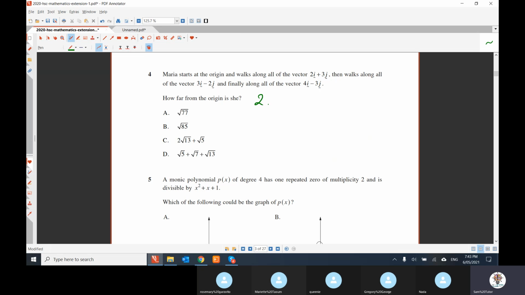So let's do it. 2i, 3j plus 3 and negative 2 plus 4 and negative 3. First, we've got to work out where she is, right? Because she's moved, like if you think of it in terms of what you were doing, Aya, she's moved 2 to the right, then she moved another 3 to the right, then she moved 4 to the right. Then she moved 3 up, 2 down, 3 down. So we're going to work out where she is. She is now at 9, 1 minus 2. She's there.